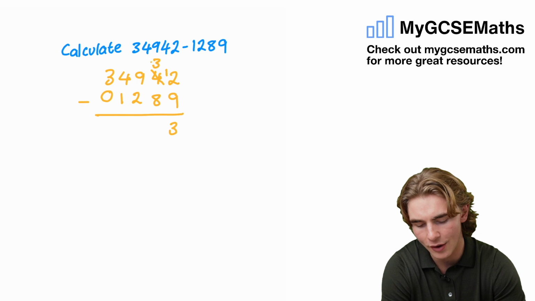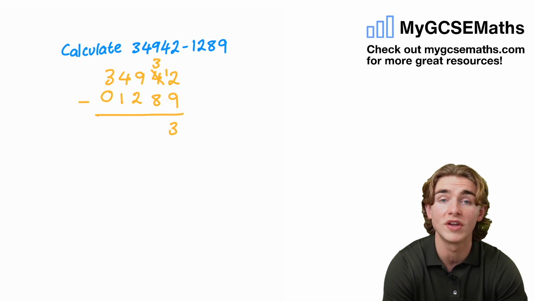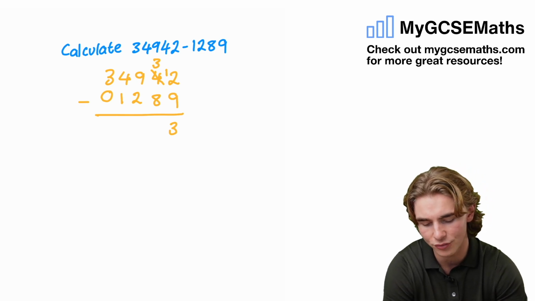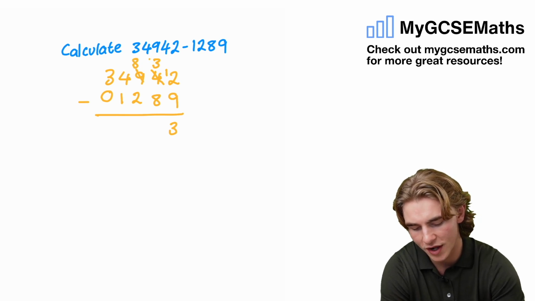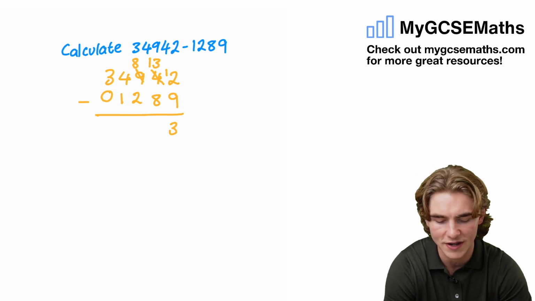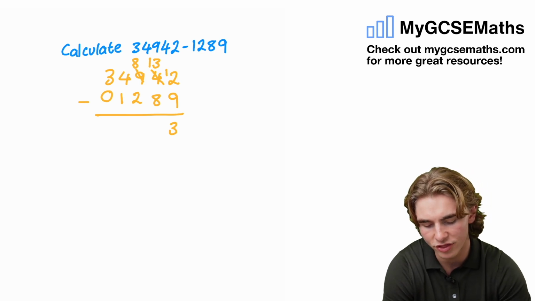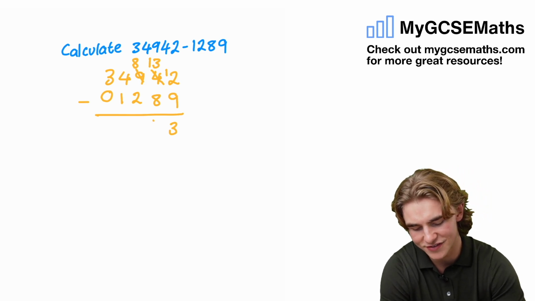Next up, we're going to do our 3 subtract our 8. Again, we can't do that because 8 is bigger than 3. So we're going to borrow from our 9 this time. The 9 is going to turn into an 8. It's going to get 1 smaller. And we're going to write a 1 in next to our 3. So we're going to do 13 subtract 8, and that is going to be 5.